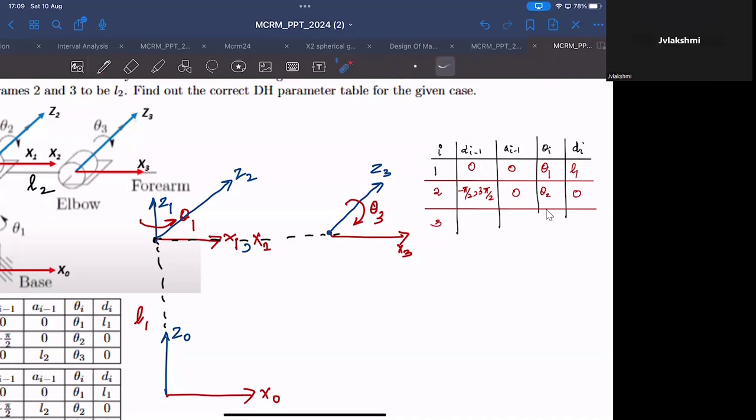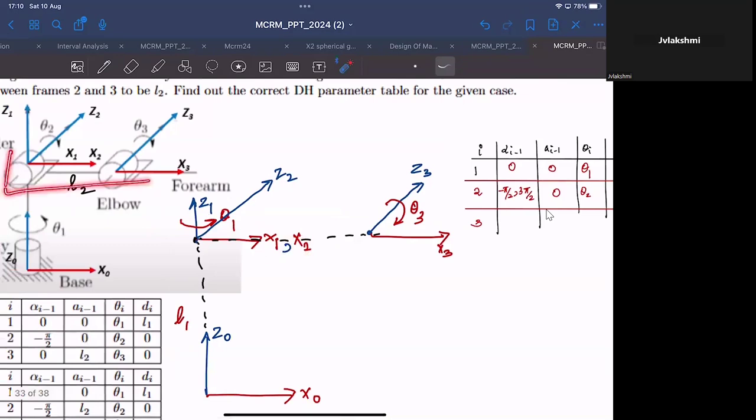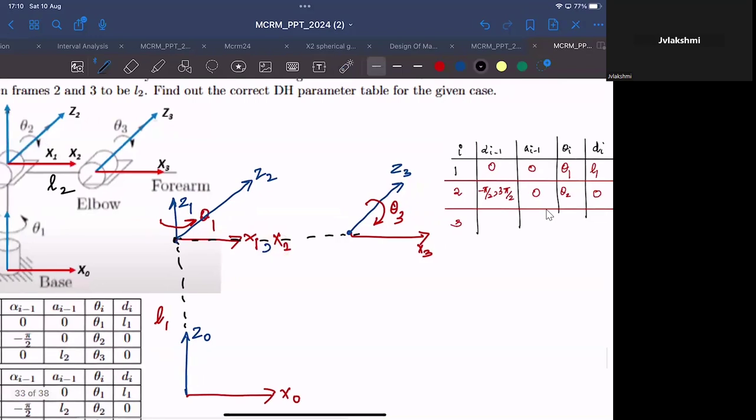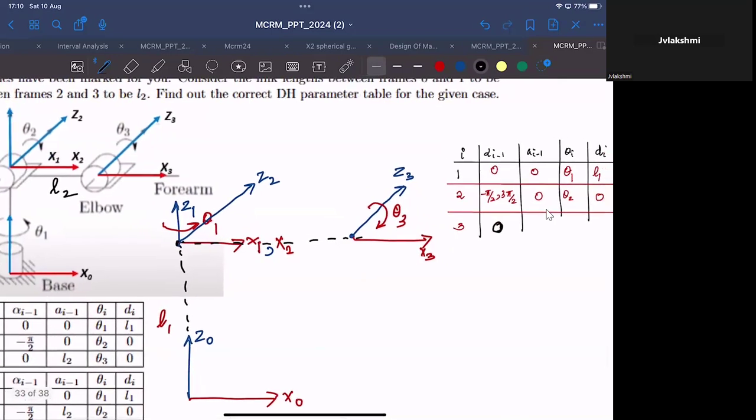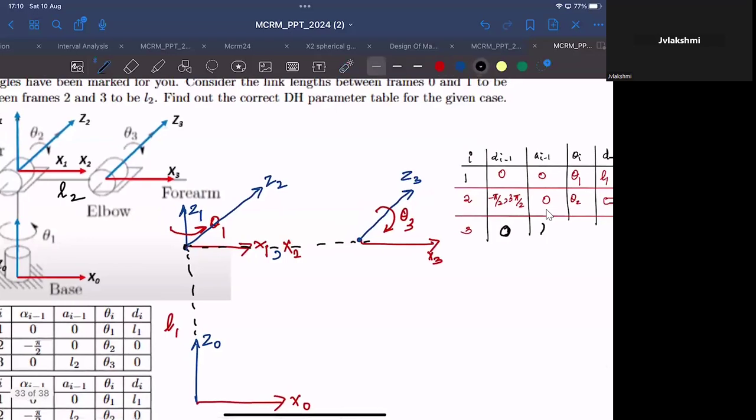Now the transformation is between frame 2 and frame 3. So how would it look? The first is alpha i minus 1. That is the rotation that you have to make about X2 so that Z2 and Z3 will be aligned. As you can see, Z2 and Z3 are already parallel, because they are two parallel joints. So alpha is zero. And second is a i, the distance that you have to move along X2 so that the perpendicular distance between Z2 and Z3 can be taken into account. That is L2.